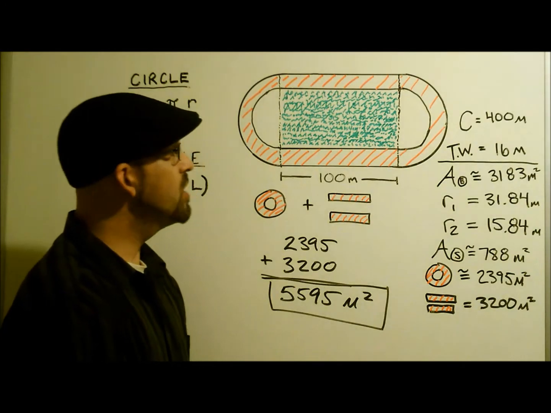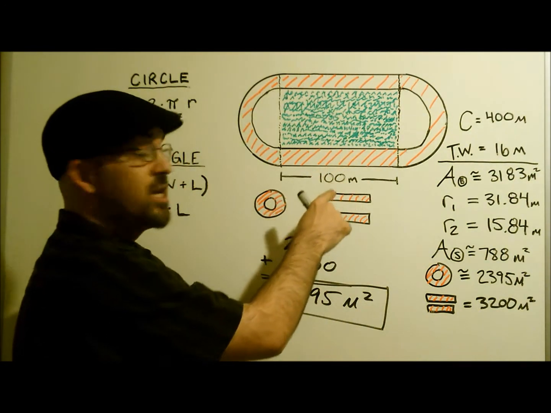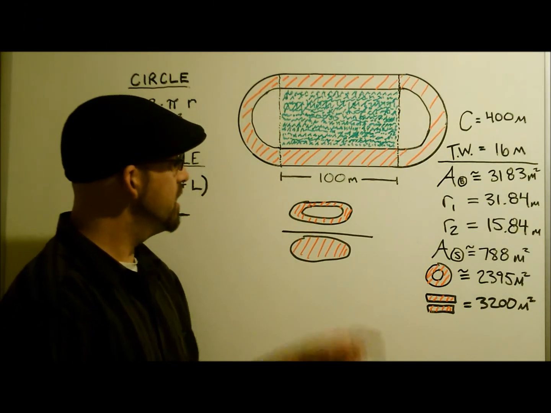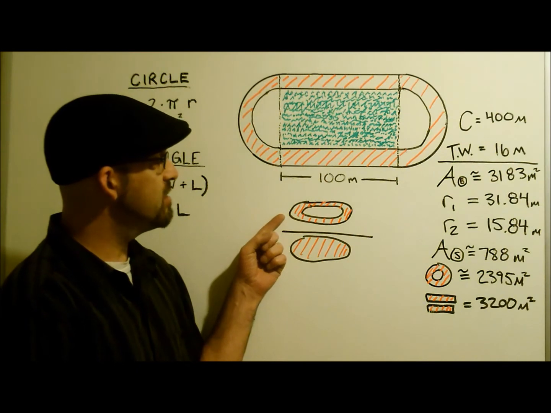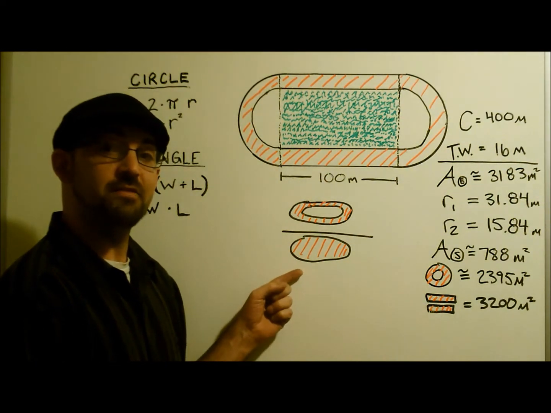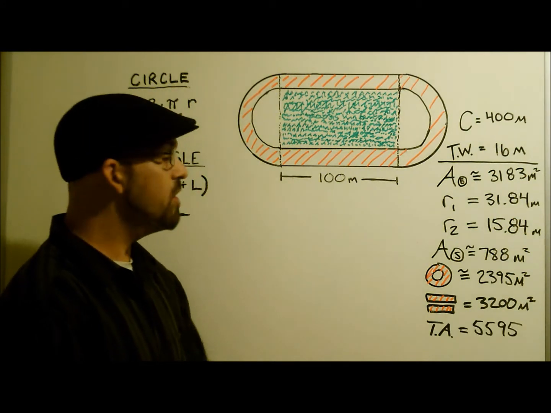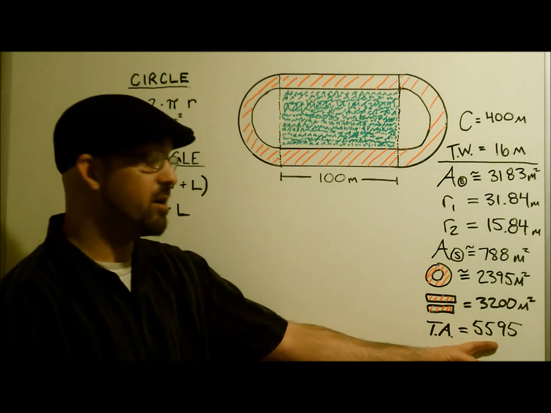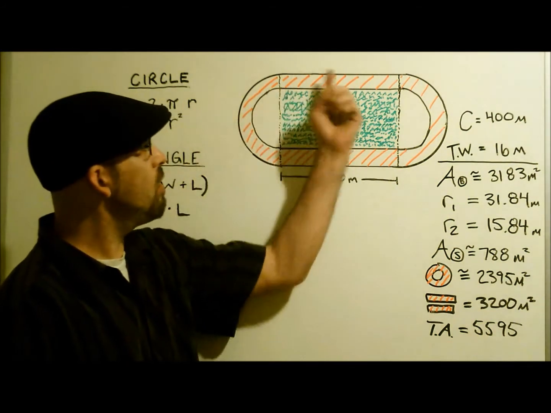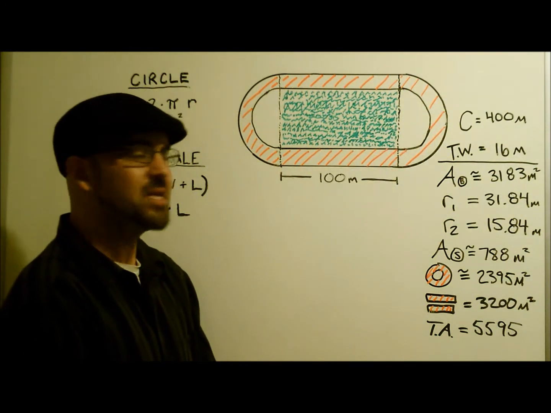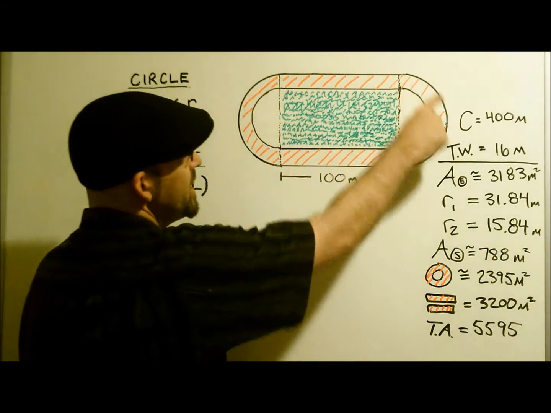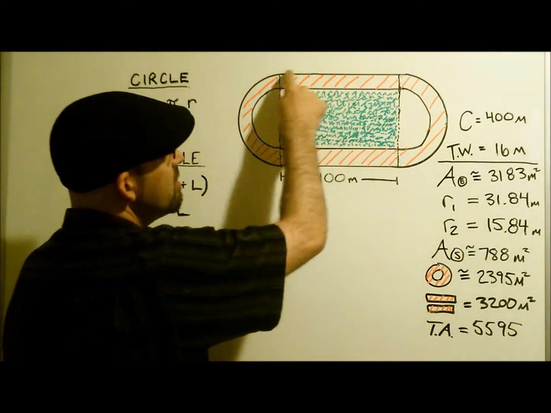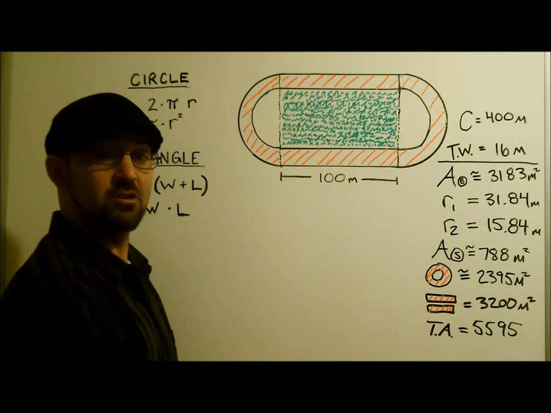An extra question, what is the percentage of the track to the entire field? Let's find out. The percentage of the track to the entire field is just the area of the track divided by the area of the entire field. We know the area of the track to be 5,595 meters squared, but what about the entire track? What's all of the area right here? Well, let's do some thinking. We found out the area of the big circle. All we have to do is find out the area of the big rectangle here and add them together. Let's do it.